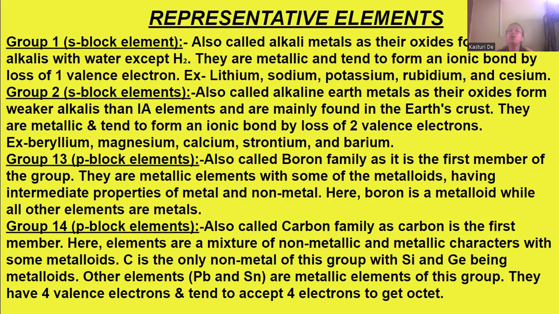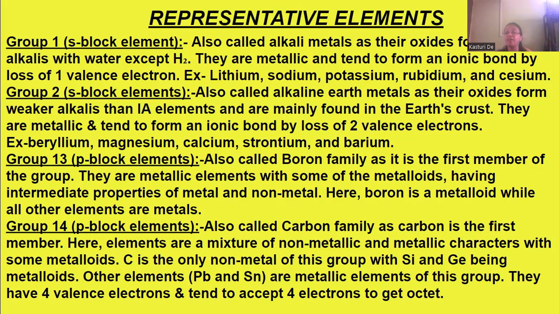Why A? Because all these groups, that is group 1, group 2, group 13, 14, 15, 16, 17, and 18, are group A elements. Previously I told you in the last point that these are group A elements. So that is why the first group, the alkali metals, are group 1A elements. These group 1A elements form oxides which, when dissolved in water, form alkalis, but stronger alkalis than group 2A elements.